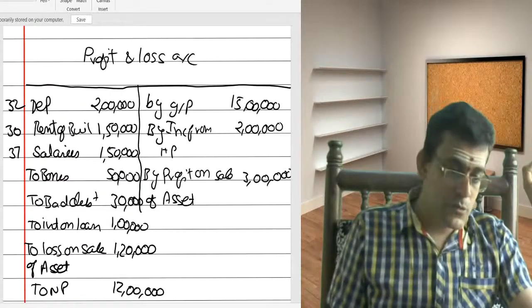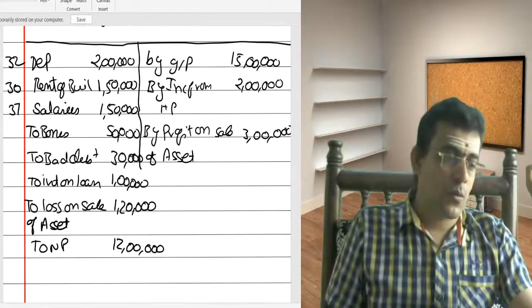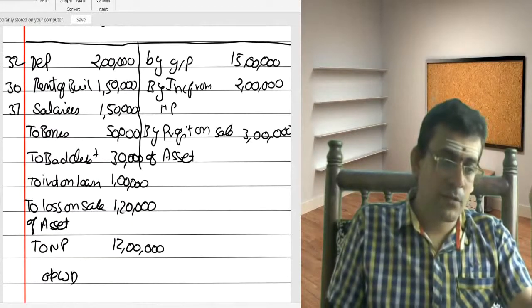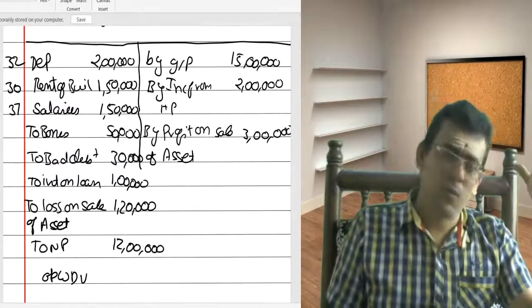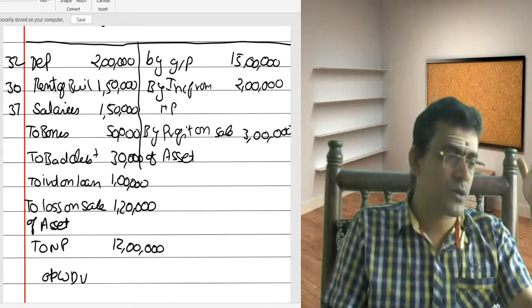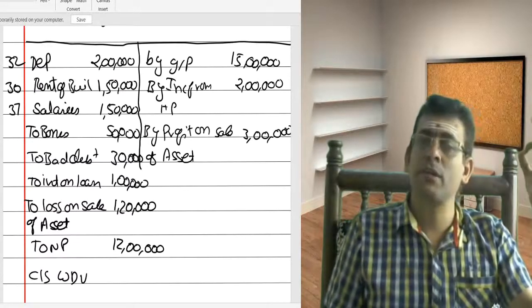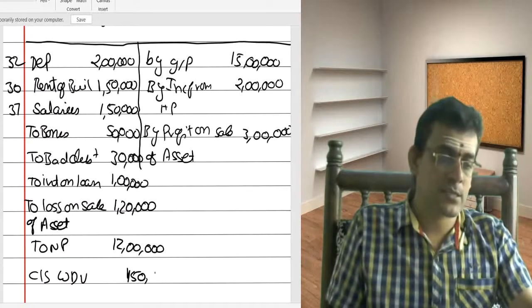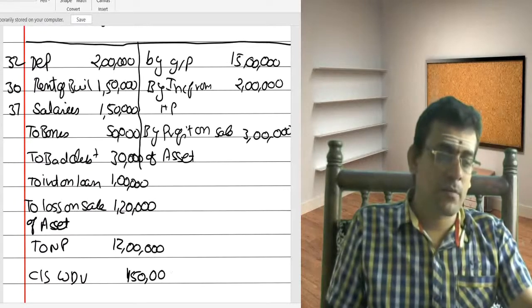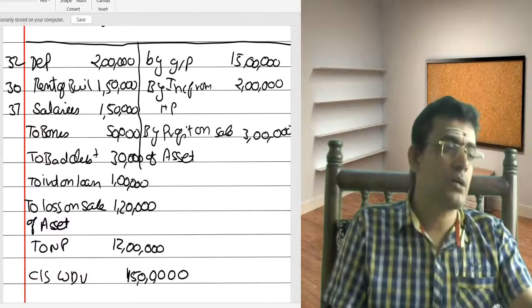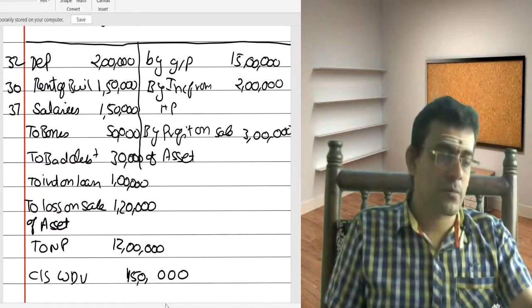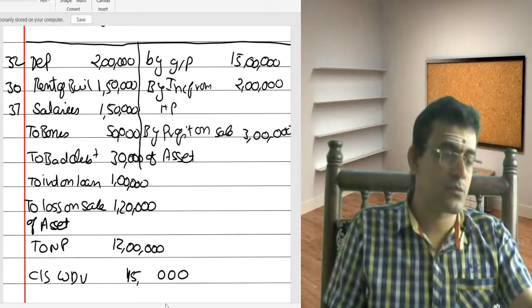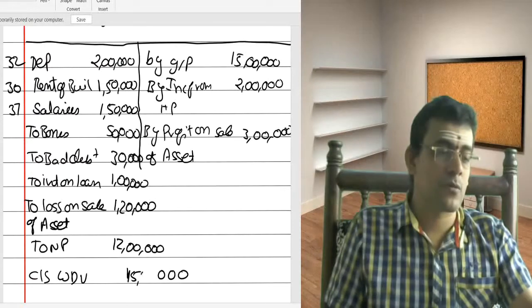So if the problem gives you the information of your opening WDV and acquisition or whatever it is, or if the problem is giving you your closing WDV, let me consider the problem says you are having a closing WDV as on 31st March. Let us consider your WDV is 15 lakhs, as an example, on the date of your balance sheet. So ultimately, the value of the asset on the date of balance sheet is going to be 15 lakhs.